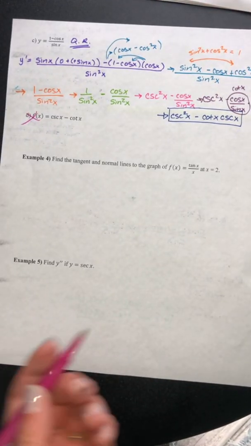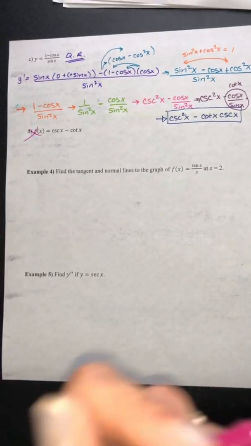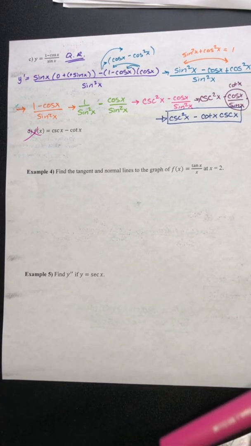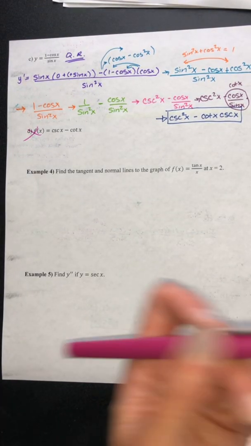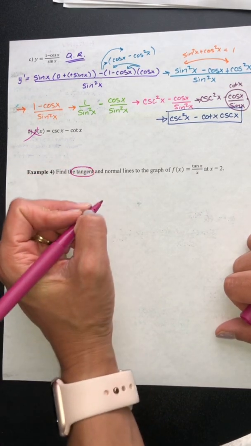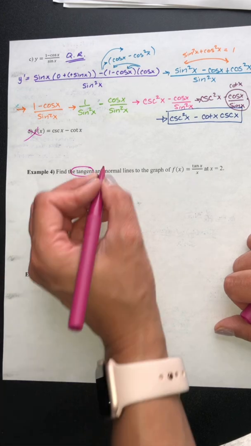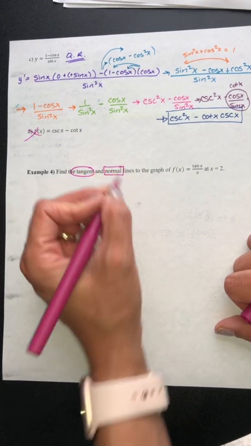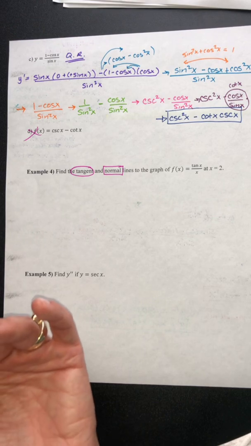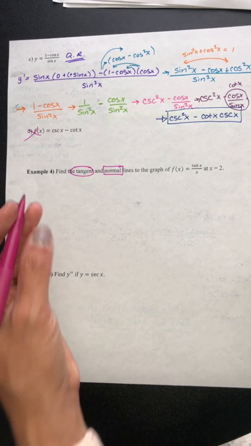Excuse me. And we're going to go on to example 4. It says find the tangent and normal lines for the graph. So finding a tangent and normal line, we've been doing this a lot. But now we're dealing with trig functions. But the process is still the same. Finding the slope of the tangent line means we need to take a derivative. And then when we find the slope of the normal line, we use the same stuff. It's just now we have to take the slope and find its opposite reciprocal. And then we have the normal line.